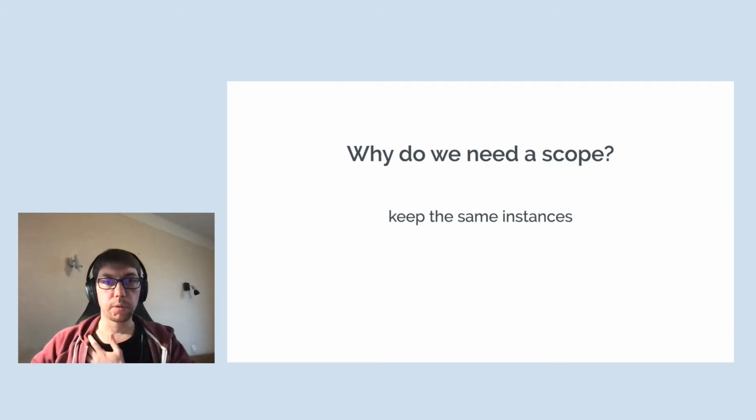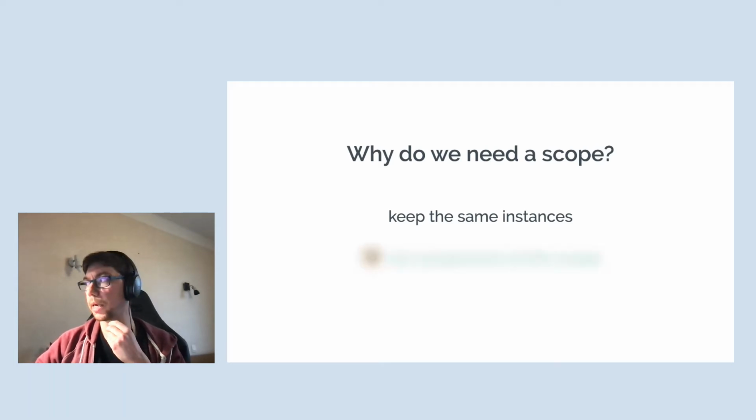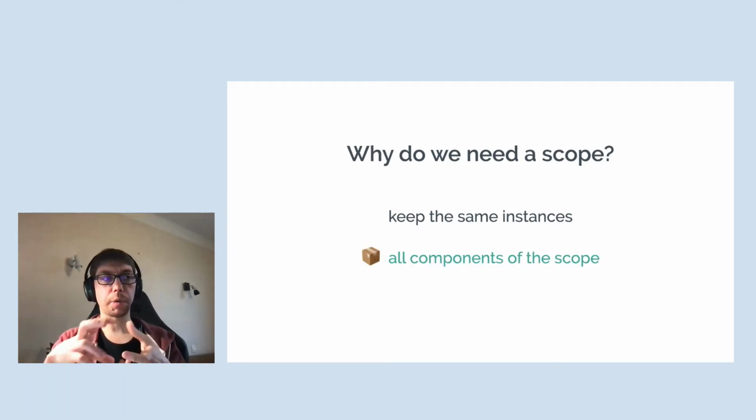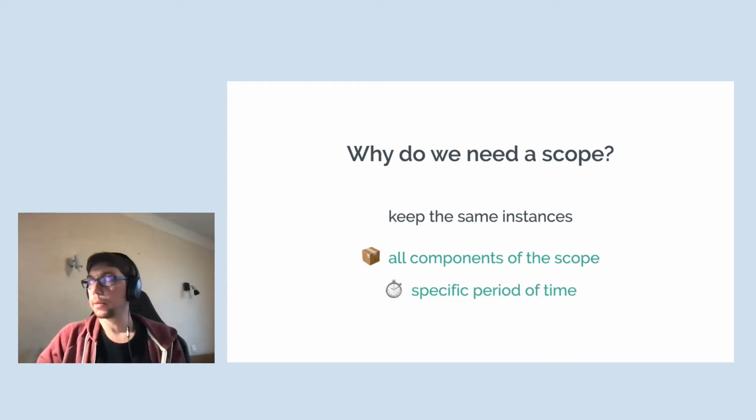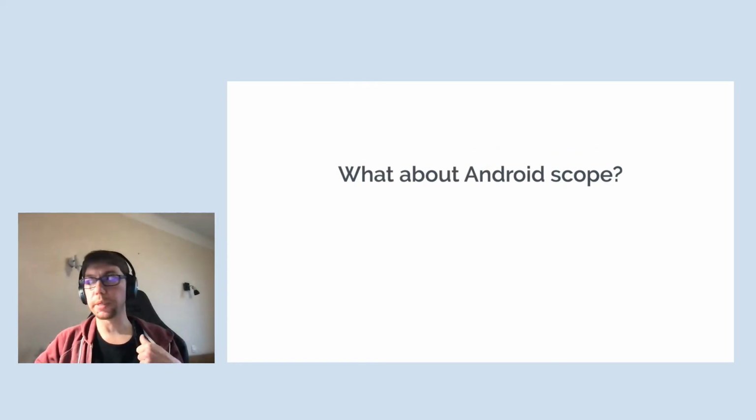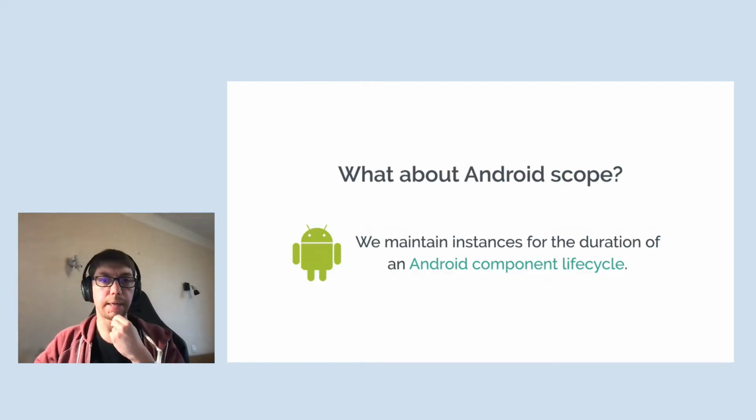Then why do we need scopes, especially in some SDK like Android and other runtimes? What we want to do is be sure we are dealing with the same group of instances for the same duration of time. And then in Android, we want to be sure that this duration of time is completely compatible with the Android component lifecycle. We don't want to create memory leaks.